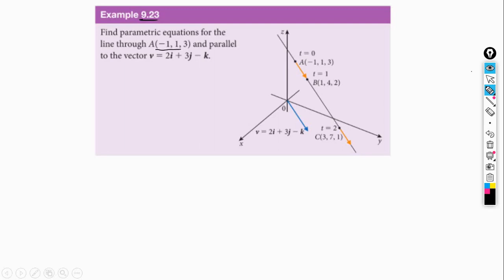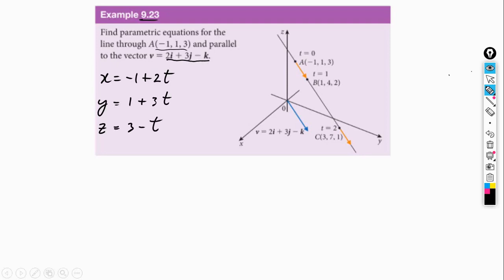So let's continue with example 9.23, and it says find parametric equations for the line through A(-1, 1, 3) and parallel to the vector v, which is equal to 2i plus 3j minus k. So the parametric equations are simply going to be, for x, minus 1 plus 2t. For y, we're going to get 1 plus 3t, and for z, we are going to get 3 minus t.